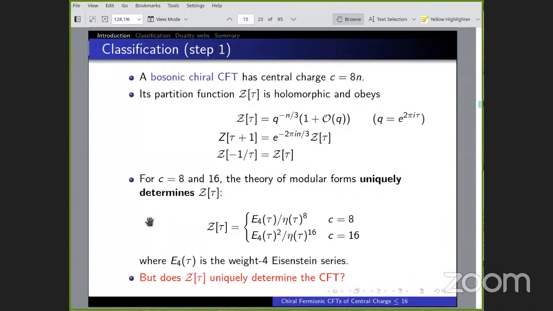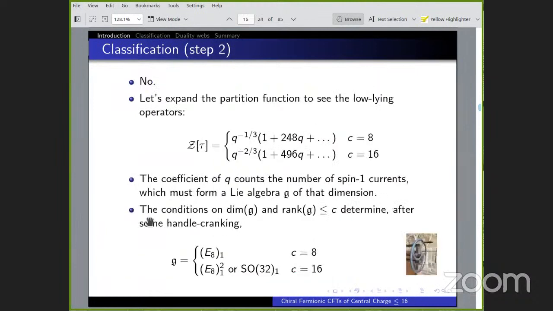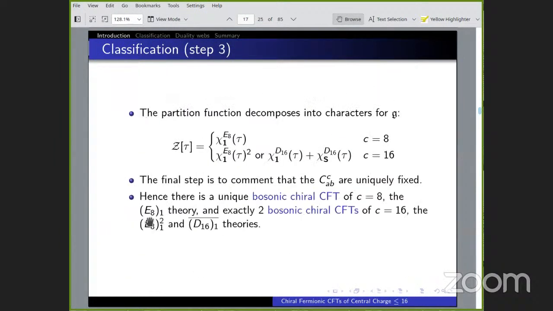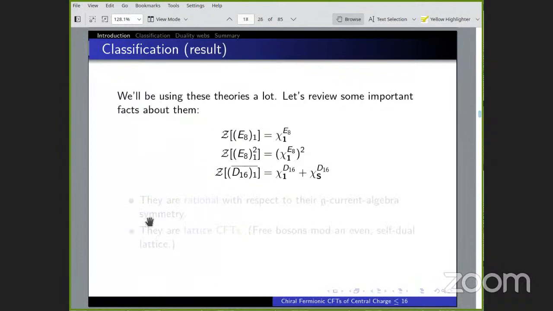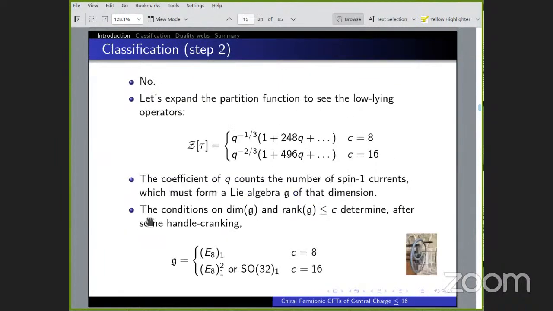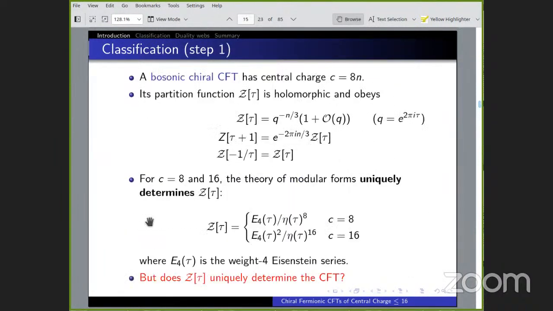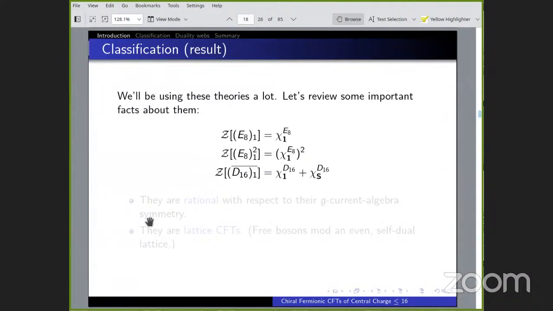I also have a question, please. In the next slides, where you write down the partition function for E8 and D16 in terms of characters, can you write down the q-expansions for these characters as well? In the previous case, you gave a very nice answer in terms of E4 and the eta function. I'm just wondering if there's an expression for these as well. Yes, they can all be expressed in terms of theta functions, actually.